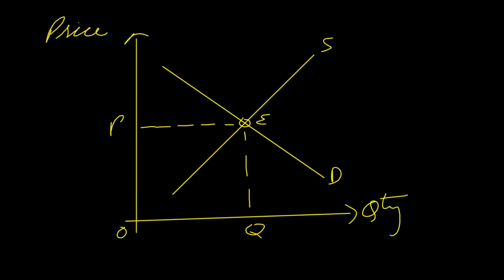Now, if the government imposes an indirect tax, then as a basic principle the supply curve will shift to the left from S to S1. The new equilibrium takes place at point E1, where the new price which consumers will pay is P1.